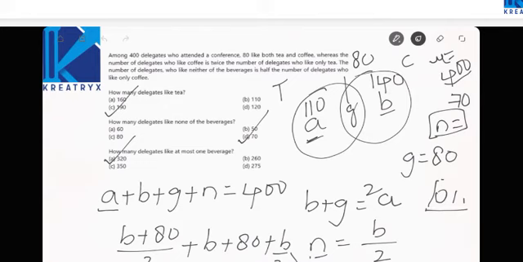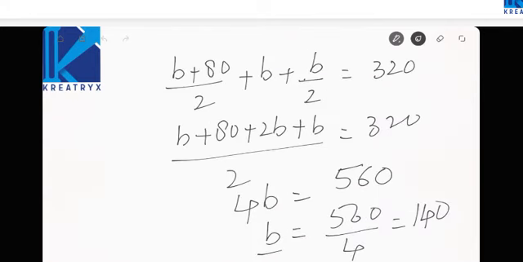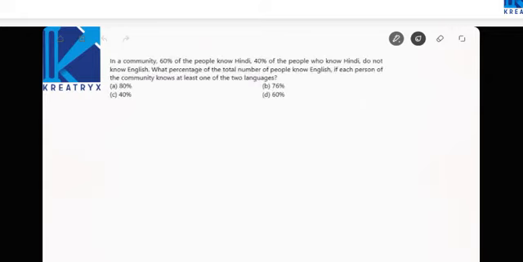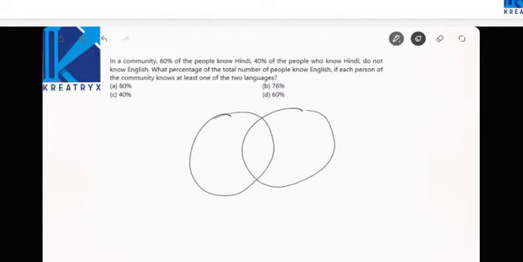Okay, clear? Right. Next question. In a community, 60% of the people know Hindi, 40% of the people who know Hindi do not know English. So how many variables are there here? 2 variables are there here, right? Now Hindi and English, and the entire thing is given in percentage, so mu is also 100. Mu is nothing but total. Mu is 100%.